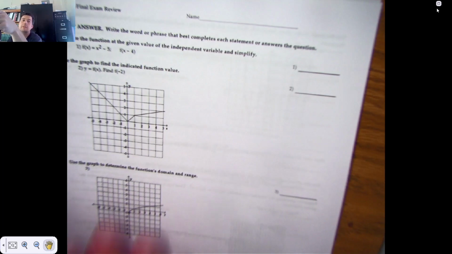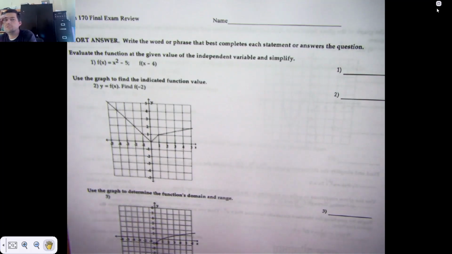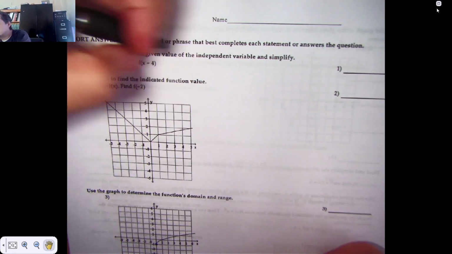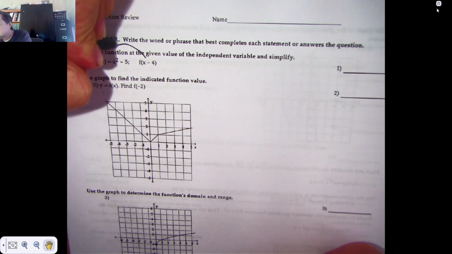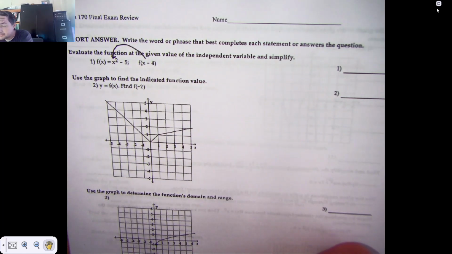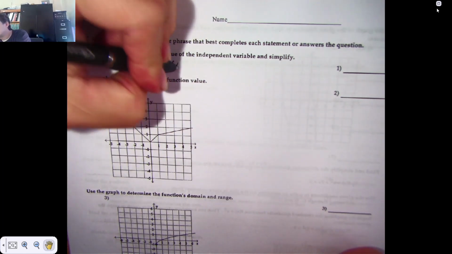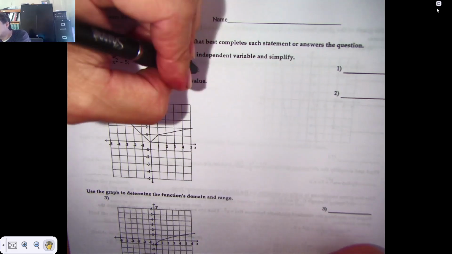All right, the pre-calc review sheet here. Hopefully you guys can do the first one, but if not, find f of x minus 4. That means that bad boy becomes x minus 4. So this is x minus 4 squared minus 5.